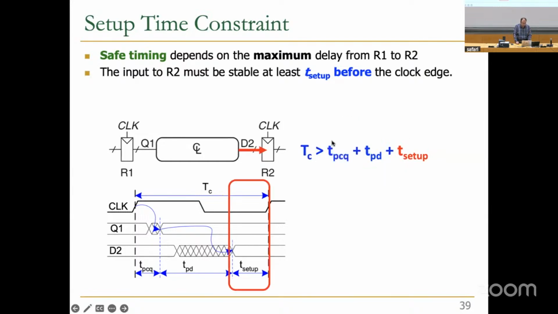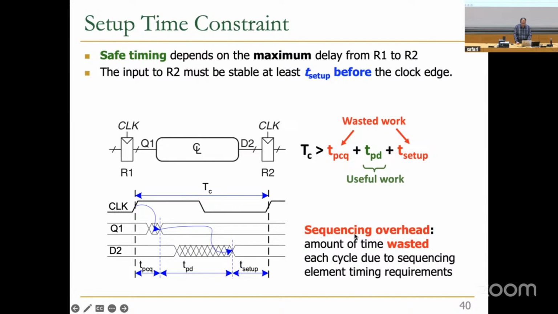In every clock cycle, you can see that we have wasted work. This is the only useful work that we are doing, because you are doing some computation, calculating with your combinational circuit. But these two, the propagation delay from clock to Q and also the setup time, are wasted work that you need to wait for in order to make sure that your flip-flops are working correctly. And this is actually called sequencing overhead: the amount of time wasted each cycle due to sequencing element timing requirements. And these sequencing elements are, essentially, flip-flops.